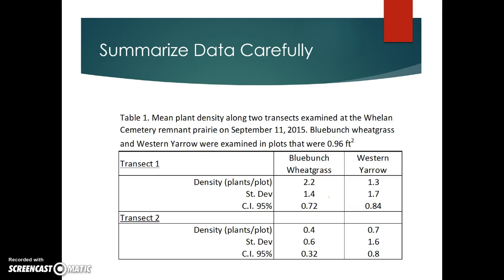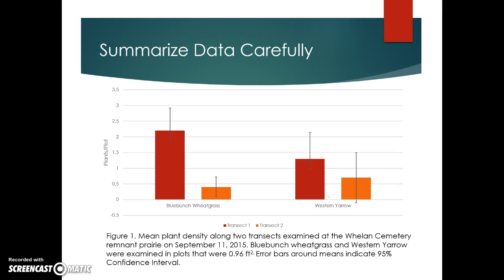So in this case, blue bunch wheatgrass, western yarrow, we have the density, we have the standard deviation, the confidence interval. Okay, take a really close look at that data and just try to make some conclusions on what it's telling you. It's kind of hard to compare, so a better approach for the data that we had in this assignment would have been a graph. So several people used graphs, and now it's really clear that transect 1 had higher density of both blue bunch wheatgrass and western yarrow than transect 2. But if you add these 95% confidence intervals, you can see that there's not really significant difference. It's just that there seems to be fewer plants on transect 2.